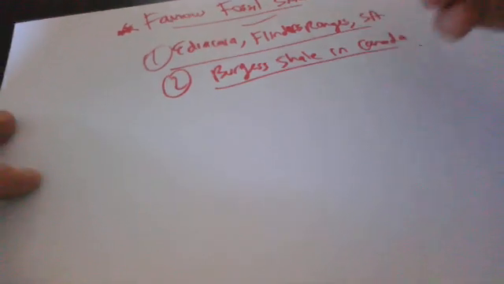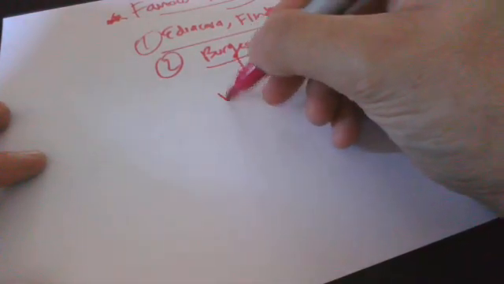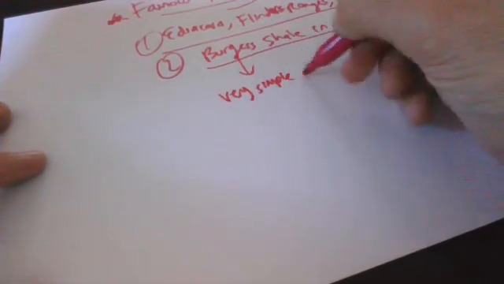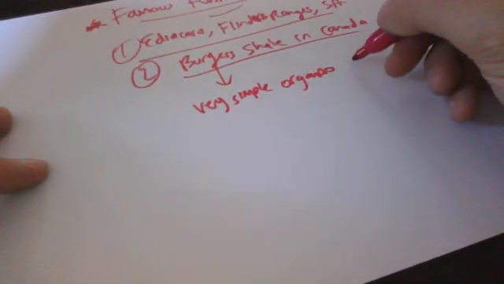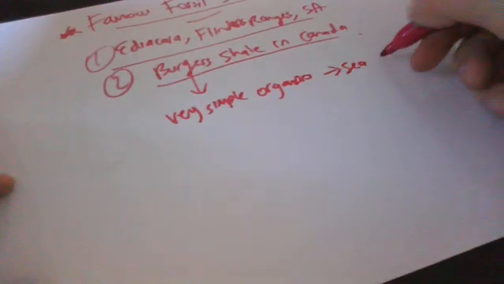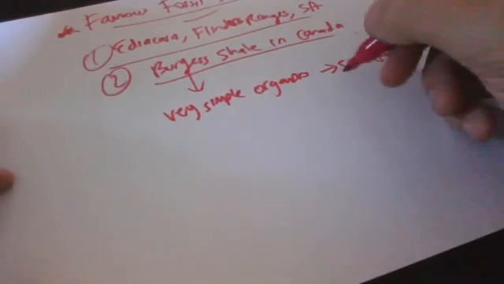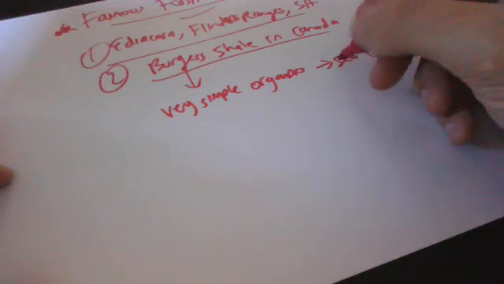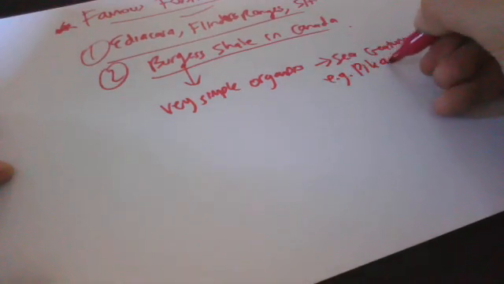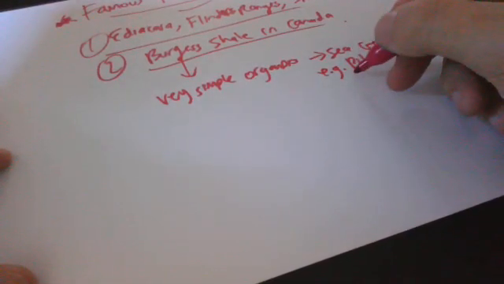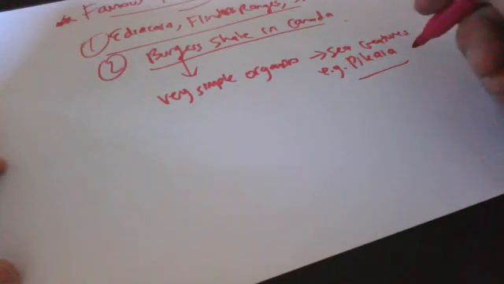So let me talk about the Burgess Shale in Canada. It's very simple. Over here there were very simple organisms like sea creatures. Examples include Pikaia, can't even pronounce it. These are like little tadpole things. They look a bit like tadpoles.